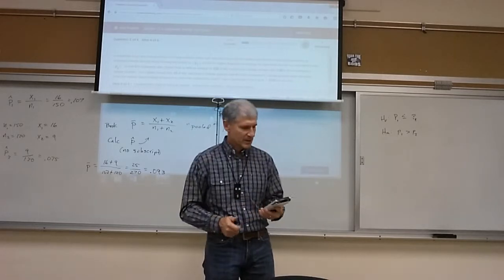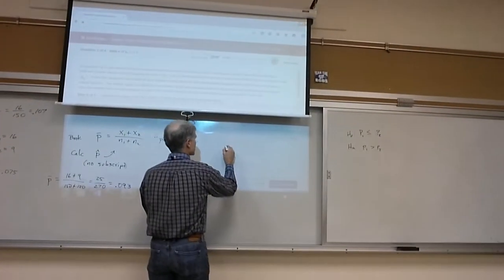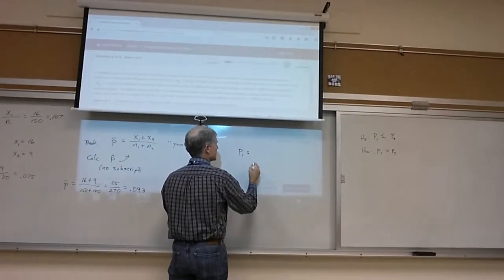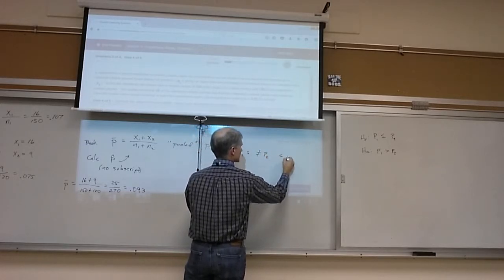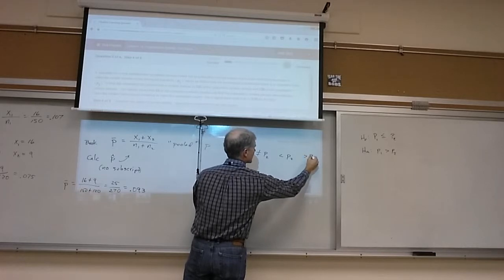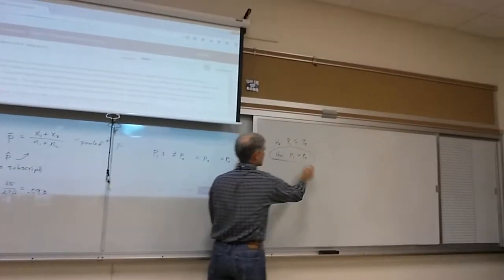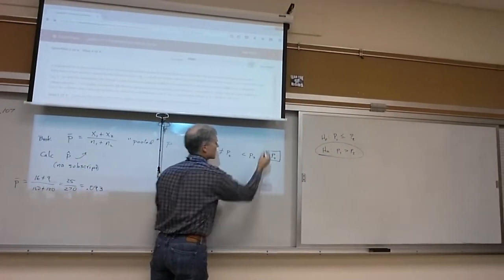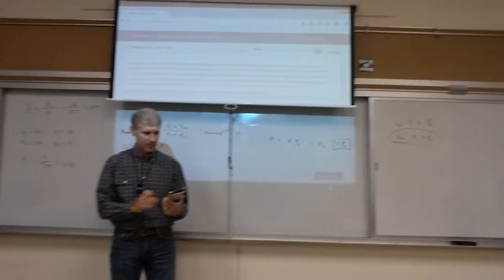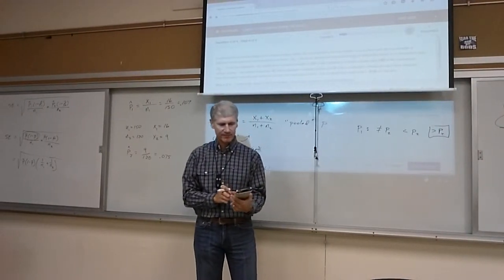Now, P1, and then the calculator is saying this, P1 colon, and then it has a not equal P2, a less than P2, and a greater than P2. You look back over at your alternative hypothesis, and you pick the one that matches. So that's greater than P2. Select that one, press enter, and hit calculate.